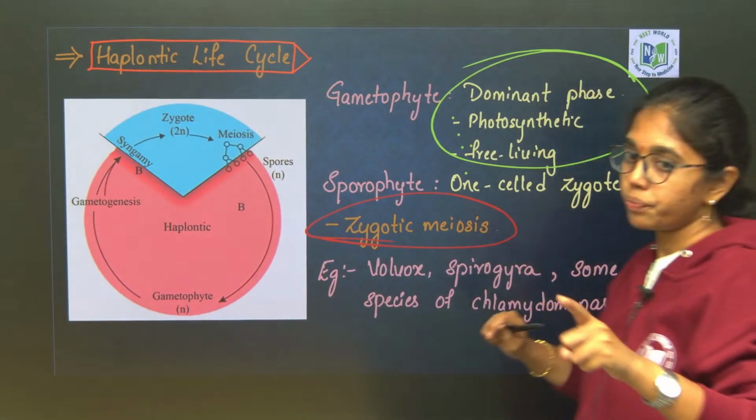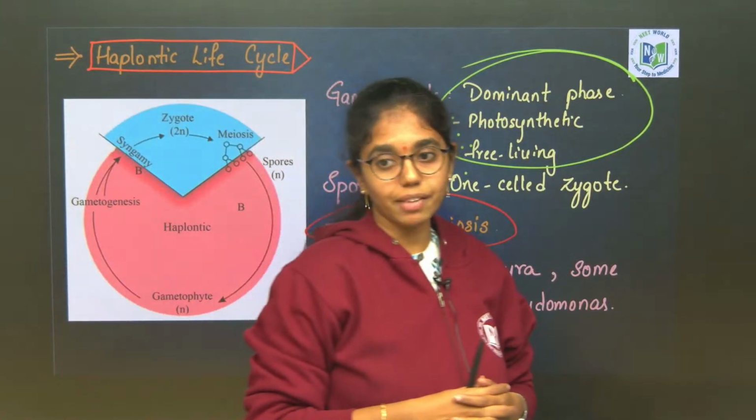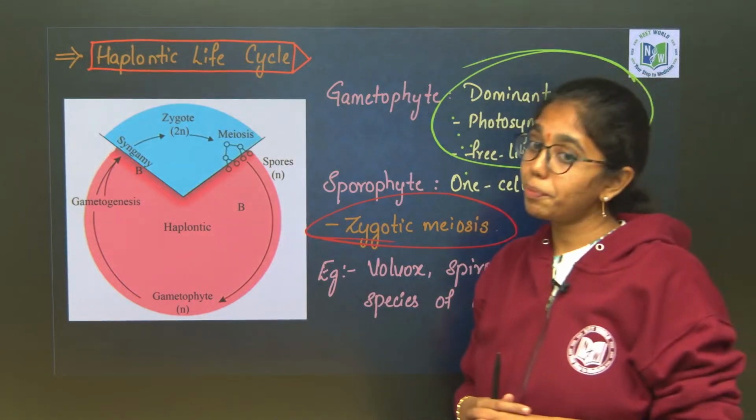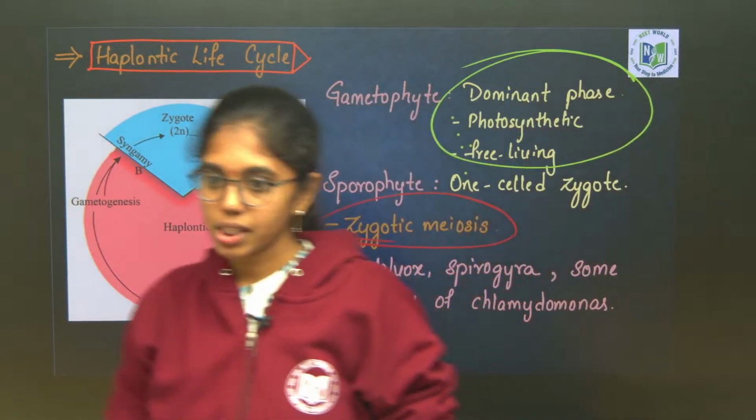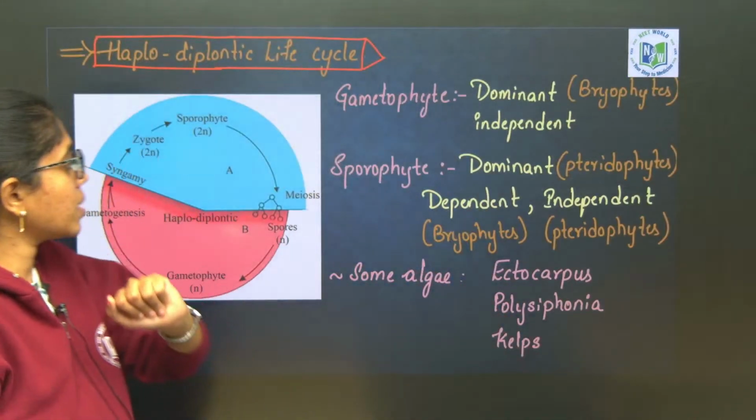I have told you when I was explaining the algae, few of them will have haplodiplontic life cycle like Ectocarpus, and few of them will have diplontic life cycle like Fucus. I have told you under exceptions. I do not know how far you have remembered it, just revise it once again.